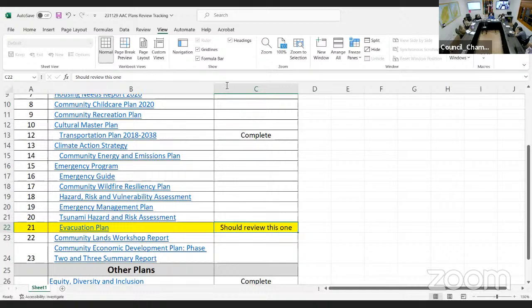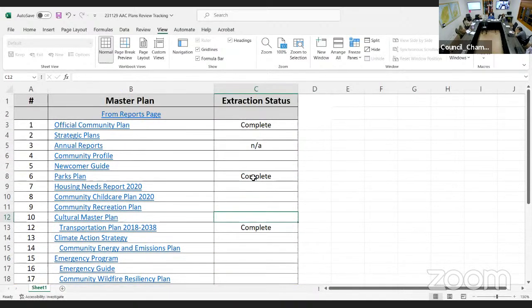A couple I had, I went to the cultural master plan. I don't know if that's, can you scroll down? Or scroll up?